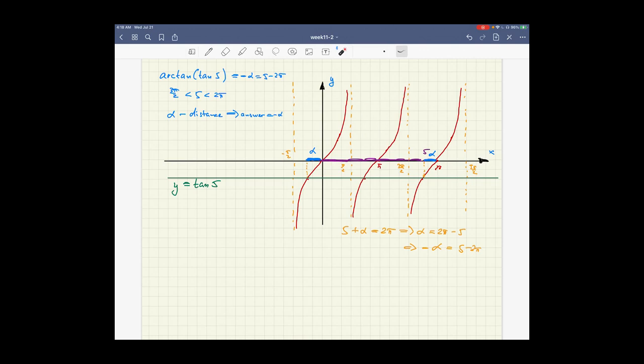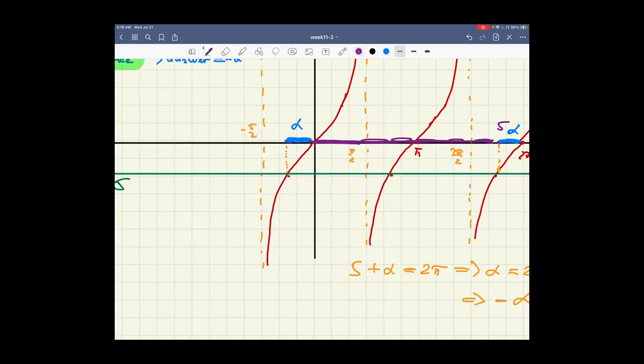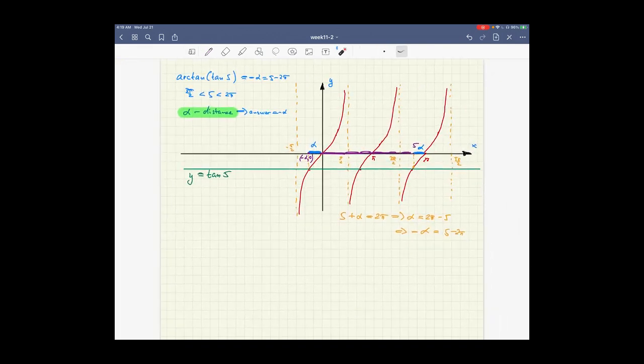It's just that here I denoted by alpha not this number, but rather this distance. I actually need the x-coordinate of this point. The coordinates of this point are negative alpha, 0. So my answer is really negative alpha, 5 minus 2 pi.